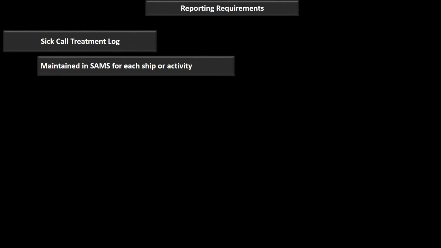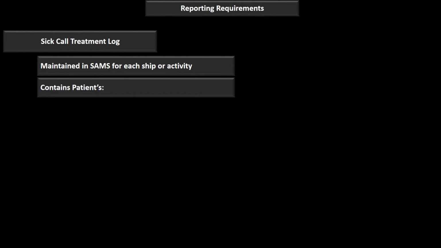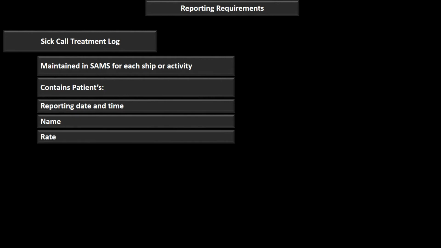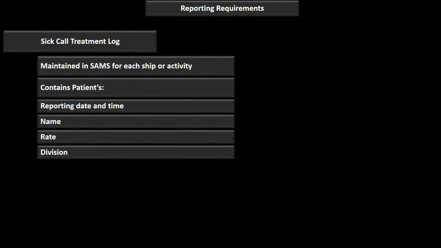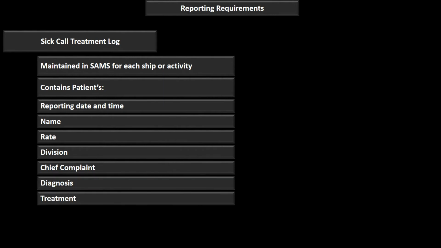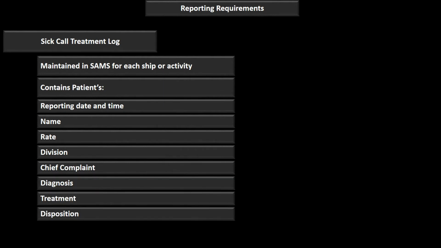Your sick call treatment log can be maintained in SAMS for each ship or activity. It contains a patient's report date and time. We need to make sure we get their name, their rate, what division they belong to, their chief complaint, their diagnosis, the treatment, and their disposition. Disposition is whether they're SIQ times 24 or 48 hours, light duty times a week, or return to duty.